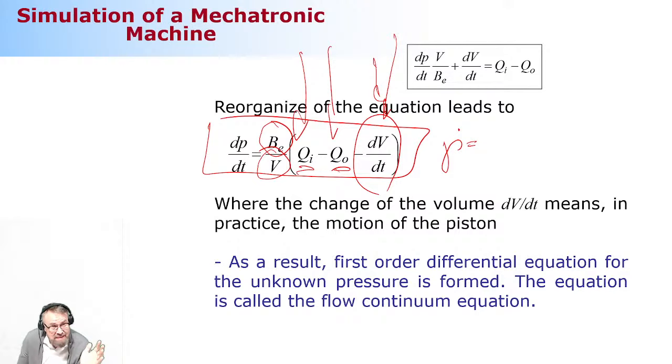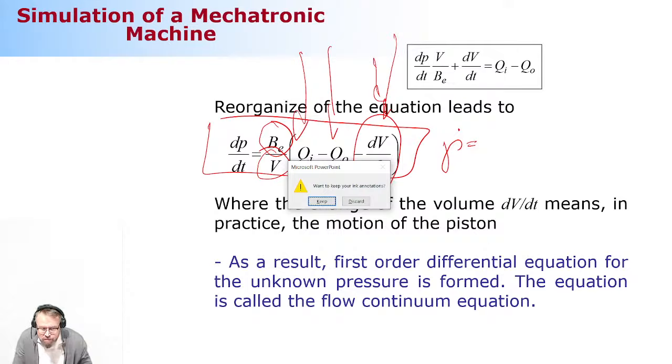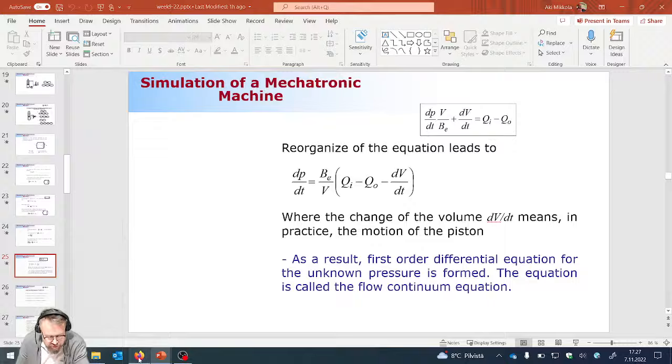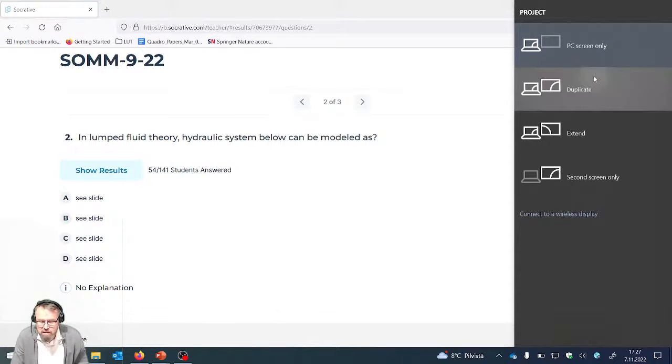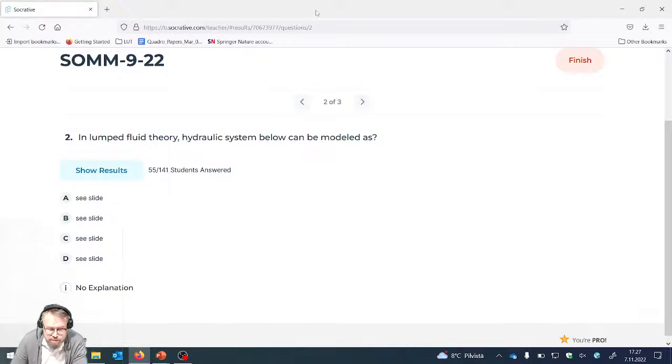All right, so then back to this. See it again. Okay, let me see how I can make this visible for you. Duplicate. No. Yeah, there it is.